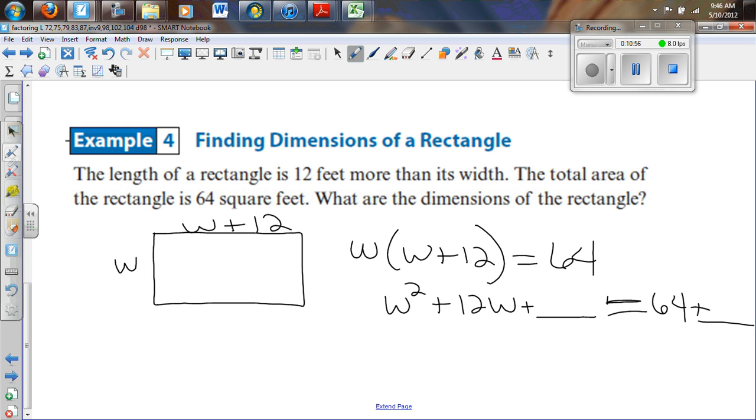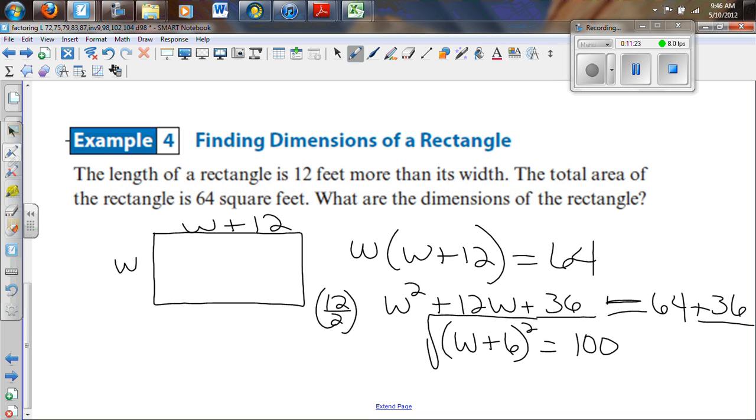So I'm going to complete the square here. If I'm completing the square, then I have to take 12, divide it by 2, and then square it. So that's 6, and 6 squared is 36. So I'm going to add 36 to both sides. And so W squared plus 12W plus 36 is (W plus 6) squared. And that equals 64 plus 36, which is 100.